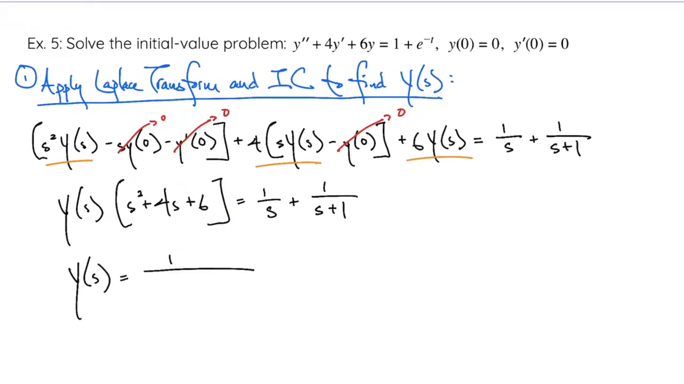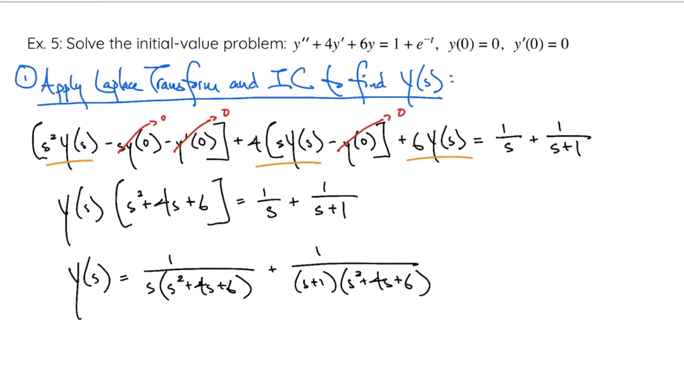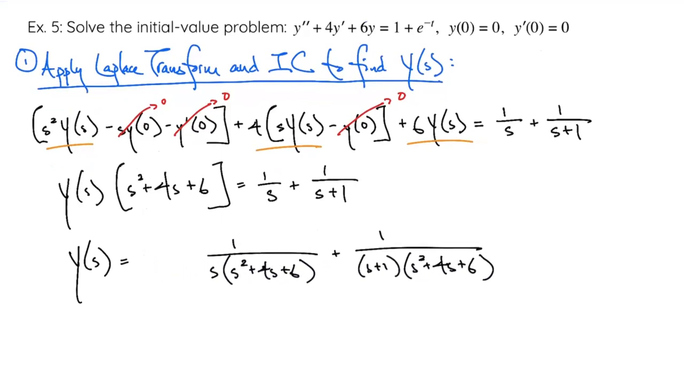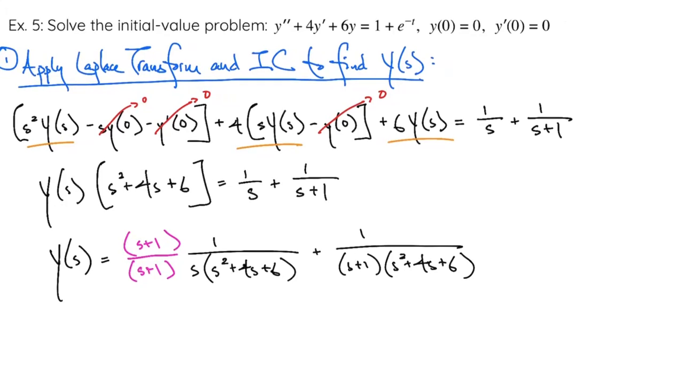Okay. And so when I divide things over, I'll end up with 1 over s times s squared plus 4s plus 6, plus 1 over s plus 1 times s squared plus 4s plus 6, right? Now, I know that if I want to combine these into a single fraction, I'm going to have a common denominator. And so what I can start to envision, if I cheat a little bit here, is that I'm going to need to multiply the first fraction by s plus 1 over s plus 1. Right? I'll go ahead and put that in parentheses to remind myself I'm going to need to distribute things. And then for the second fraction, I'm just going to need to multiply by s over s.